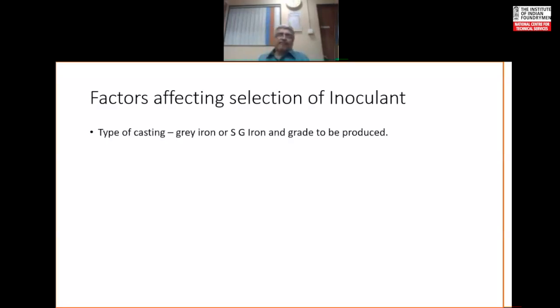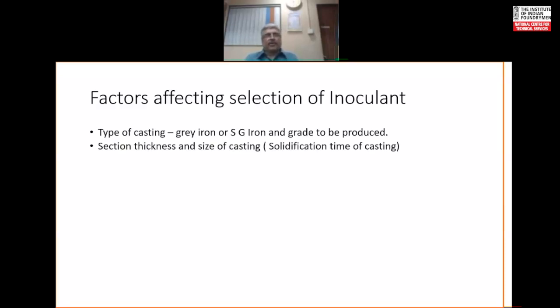Now, what are the different factors that one has to consider while selecting an inoculant? One is whether we are going to nucleate gray iron or ductile iron. That is one part. And what grade of iron? Is it going to be low grade iron, grade 150, grade 200, or is it going to be high grade 250 iron or even higher than that? Because the chemistry of the iron will change. The charge makeup will change, and so the incipient nucleation levels will change. So how powerful an inoculant you will need will be decided by this.